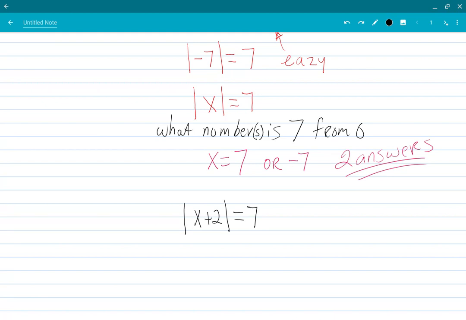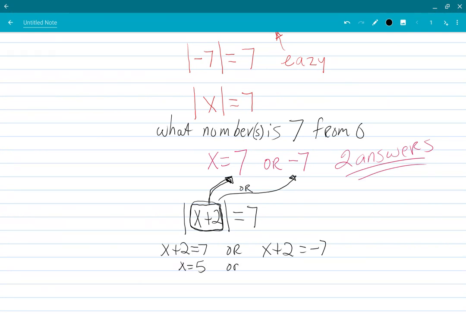So you know that inside of here, it equals 7, or it also equals what? Does that make sense? So what's inside the absolute value equals 7. So I'm going to write that. X plus 2 is 7, or X plus 2 is negative 7. So what plus 2 is 7? Amar, you said 5. And what's the other number?